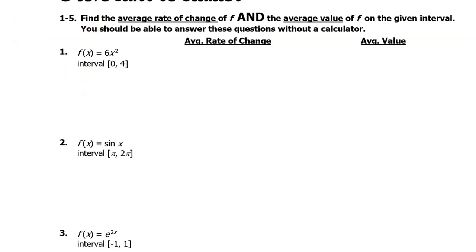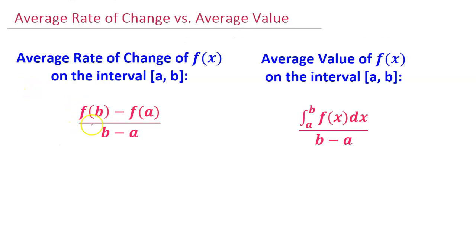In this video, I will show you how to calculate the average rate of change and the average value of a given function on a given interval. The average rate of change of f of x will be calculated using this formula. You can see it's just an old school slope. We're doing y minus y over x minus x. Whereas the average value is the integral divided by the interval.